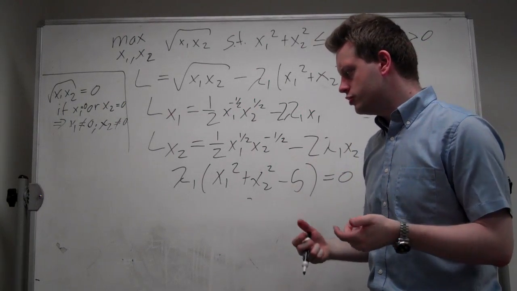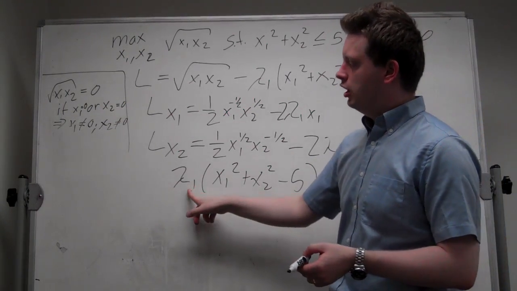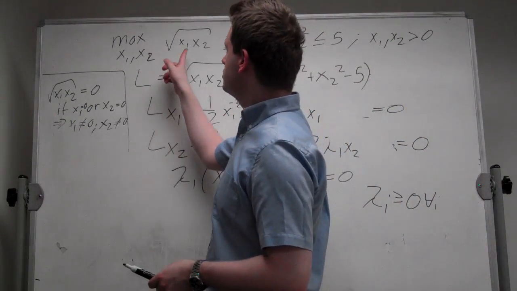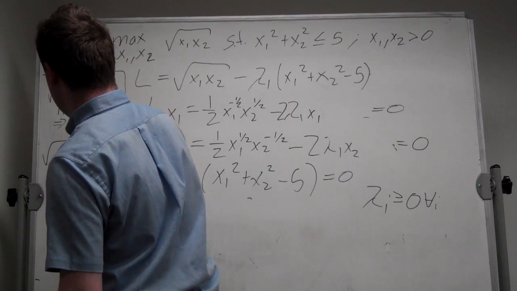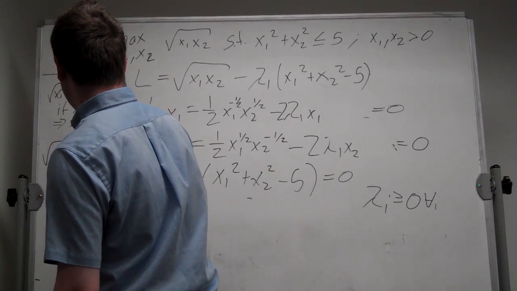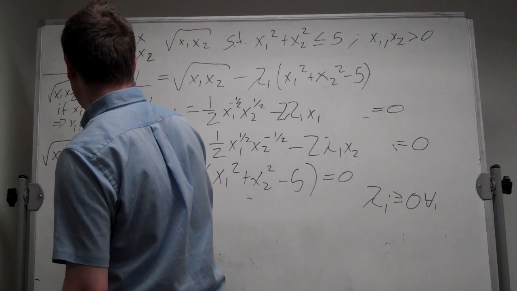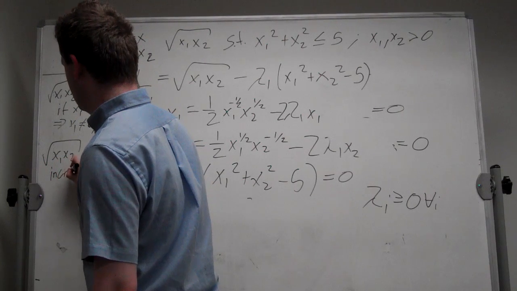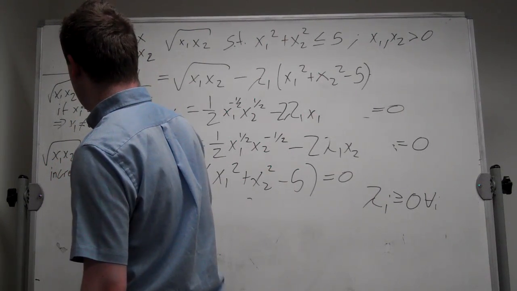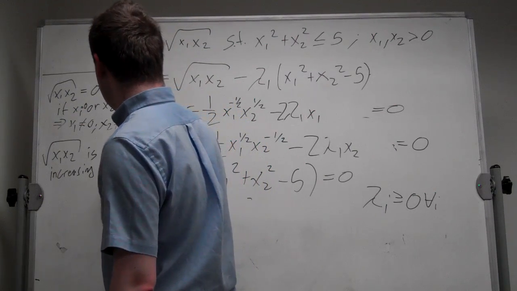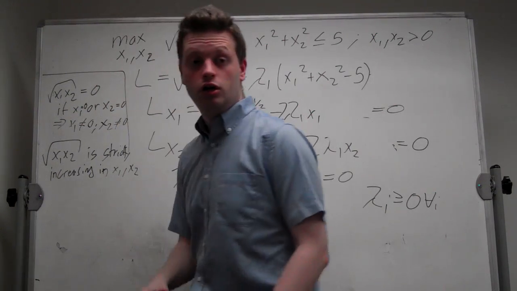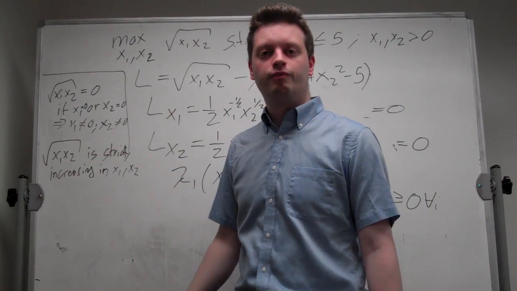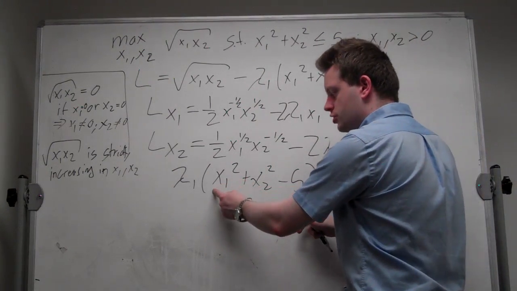Now, if we look even closer, we can also argue that lambda 1 cannot be equal to 0. Let's look back at this objective function. The square root of x1 x2 is strictly increasing in both x1 and x2. So that means if I take a slightly higher value of x1 or x2, the function value goes up. But that immediately implies that this constraint is binding.